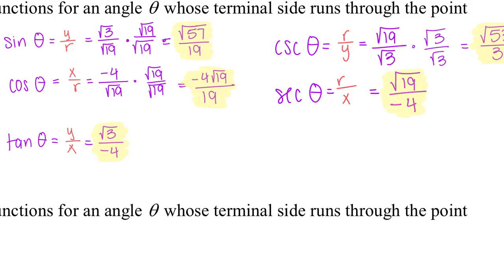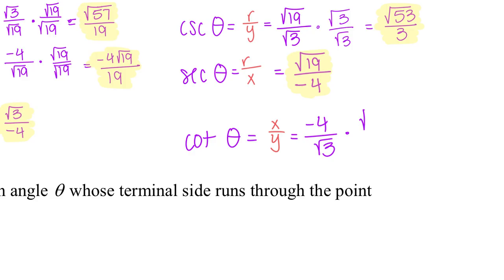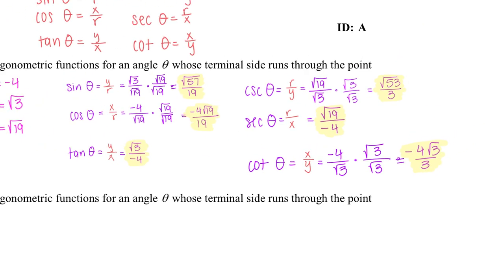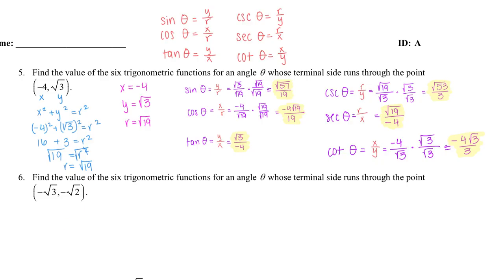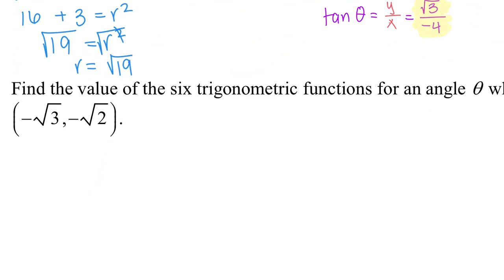And then looking at the last one, cotan theta, I'm going to have x over y. I'm going to go ahead and write it as negative 4 over the square root of 3. And for this one, you still have to rationalize it. You cannot have your square root in the denominator, so it's going to be negative 4 times the square root of 3 over 3, and that's what I'm going to have for this one. So please, you cannot have a square root in your denominator. Do not forget that.